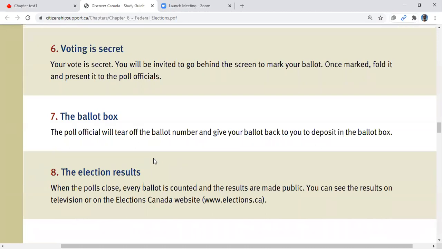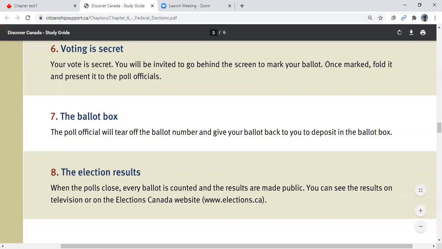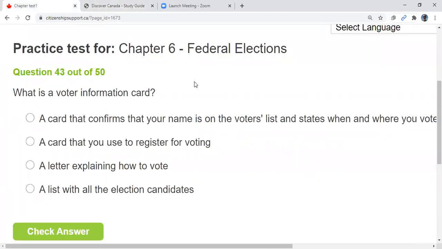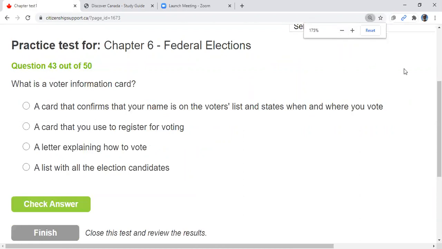Good. Okay, so let's try some questions on these ones here. Let's see. Rashid, would you like to do this question? I'll make it a little smaller for you. Okay, what is the voter information card?